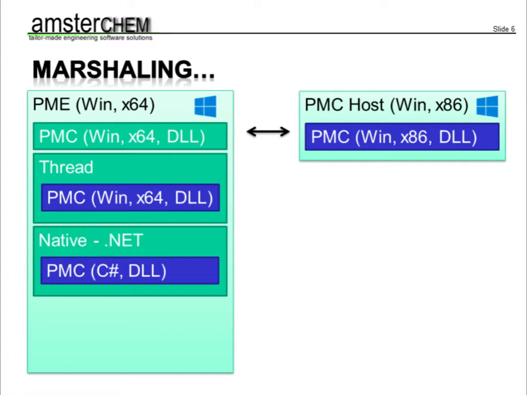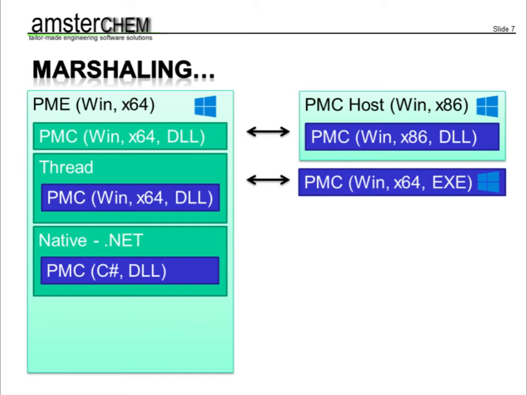Sometimes the PMC cannot run in the PME process at all, for example, because the PME process is a 64-bit application and the PMC is only available as a 32-bit implementation. Now we have no choice but to run the PMC in a separate process, the host process, and again we have the task of setting up the communication between the PME and the PMC, which is now hosted by the PMC process. Each top-level box in the schematic defines a separate process.